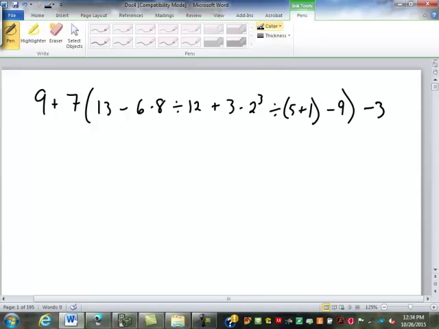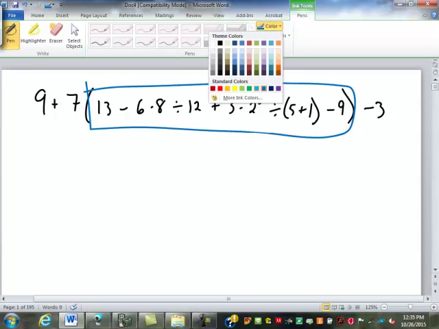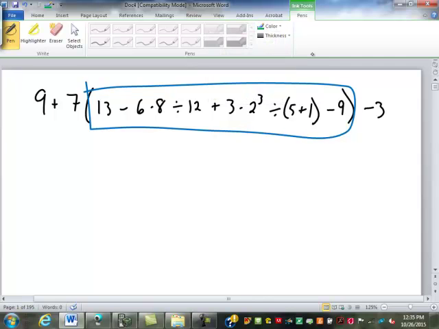Okay, let's see what we get on this one just to see if you're right. Of course, the first thing we see is parentheses, so we're going to have to start there. Inside the parentheses, however, order of operations still applies. So inside the parentheses, what do we have to do? We got another set of parentheses we have to do.